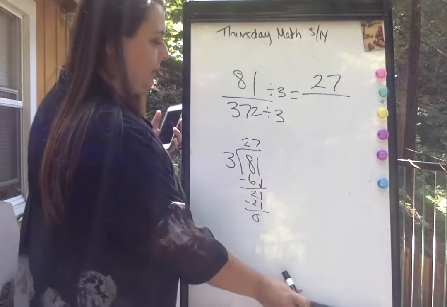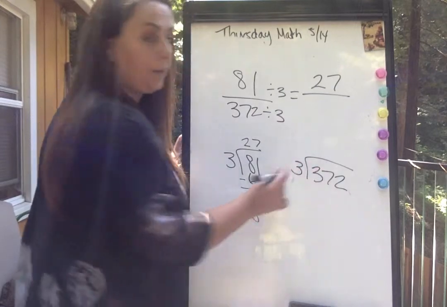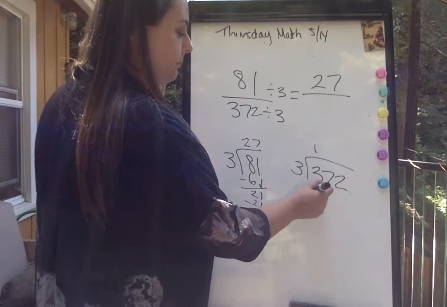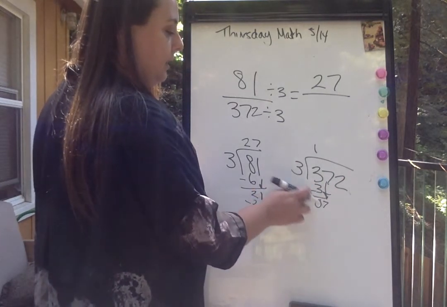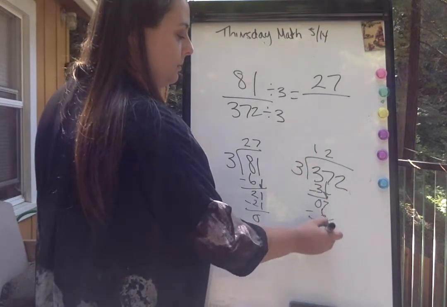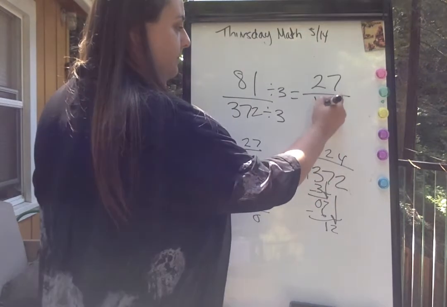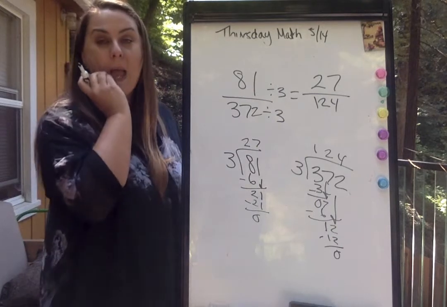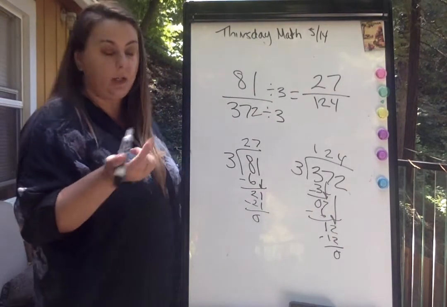Now let's see if 372 can be divided by 3. Okay? 3 goes into 3 1 time. Bring down the 7. 3 goes into 7 2 times, giving us a 6. 3 goes into 12 4 times. You're gonna have to try stuff out. Try it out. You never know.